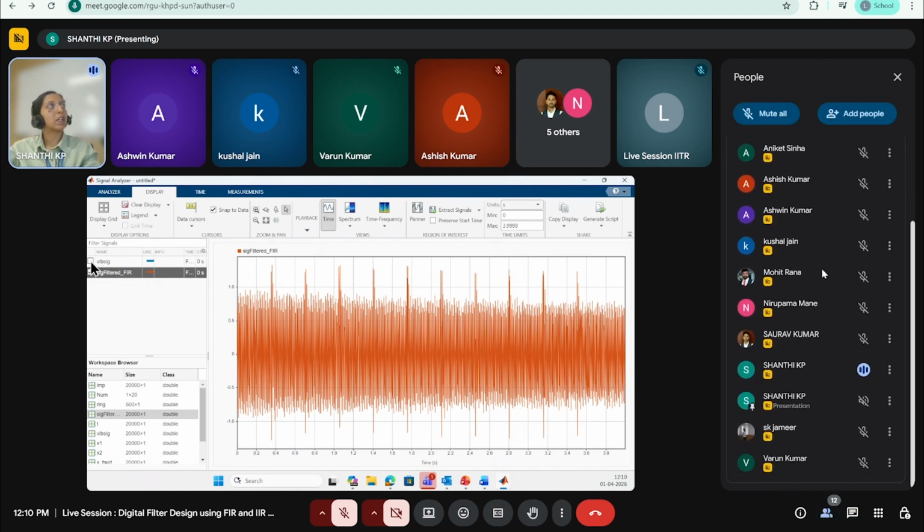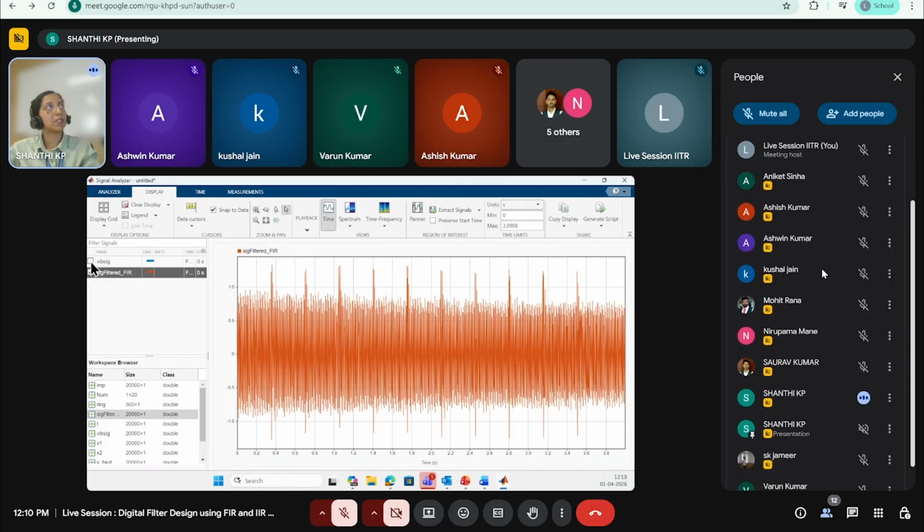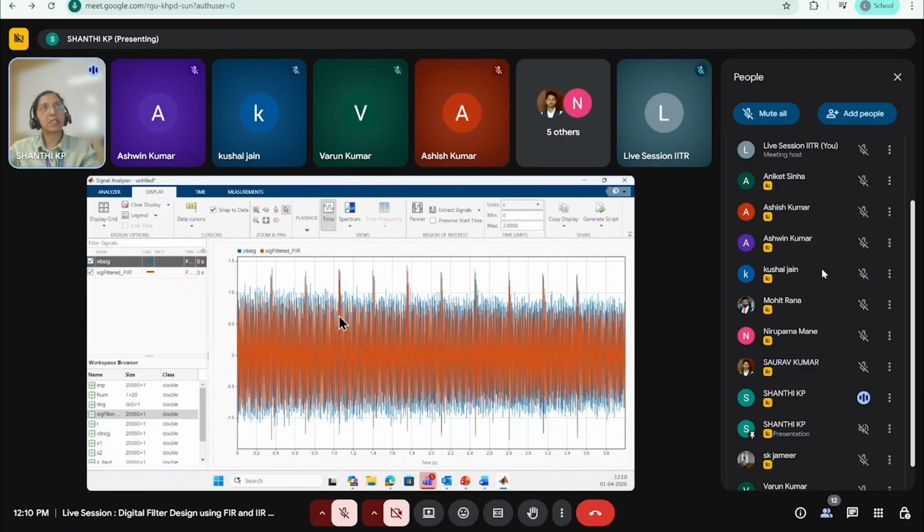For that, click on the small check box next to the vibration signal, the noisy one, so that both the signals are displayed together now, and it's easy for us to compare. So the blue one is the noisy vibration signal, and the orange one here is the signal filtered using FIR filter. Here in the time domain visualization, you can see that the shape is preserved, no change in the shape of the filtered signal, but a few components have been removed, which means some noise has been removed here.